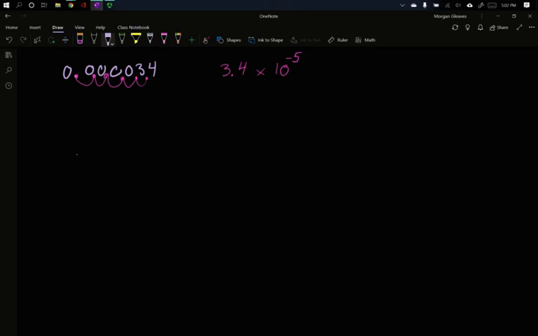Let's try another one. 7.82 times 10 to the 4. And 6.87 times 10 to the minus 3. Try to convert those into their full numbers.